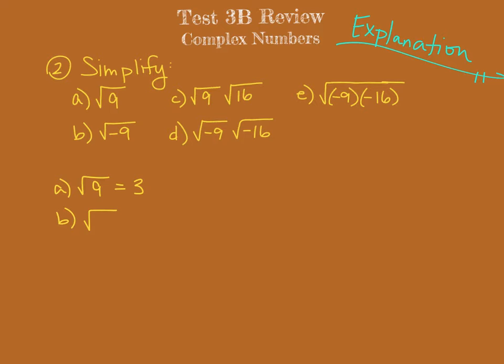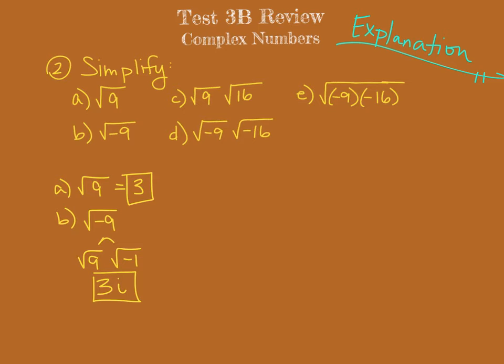Part B, the square root of -9, if we want to see how that breaks down, we can break that down into the square root of 9 times the square root of -1. The square root of 9 is 3, and the square root of -1 by definition is i. Therefore, the square root of -9 is 3i.